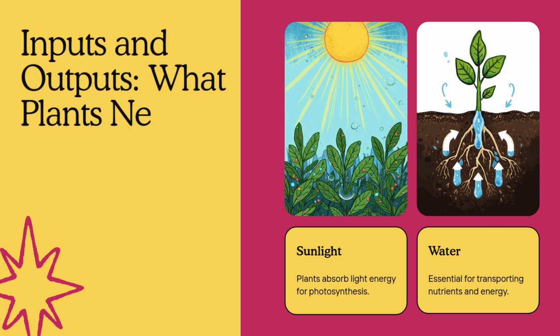Inputs are the substances plants take in to perform photosynthesis. One: sunlight. Sunlight provides the energy needed for photosynthesis. Plants capture this light using chlorophyll in their leaves.